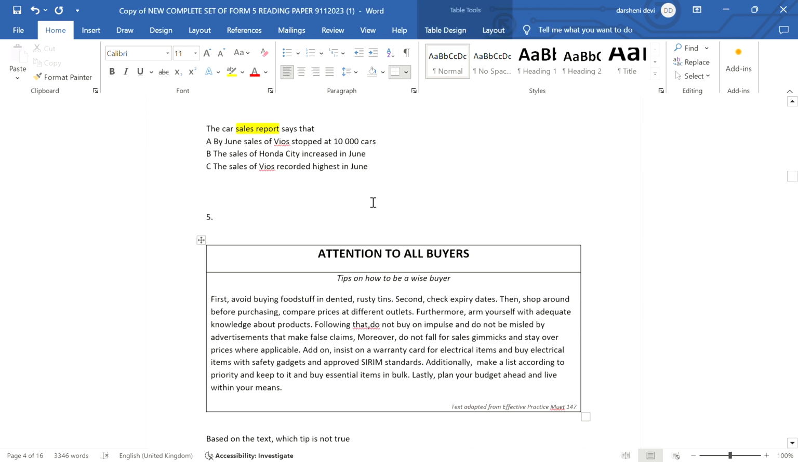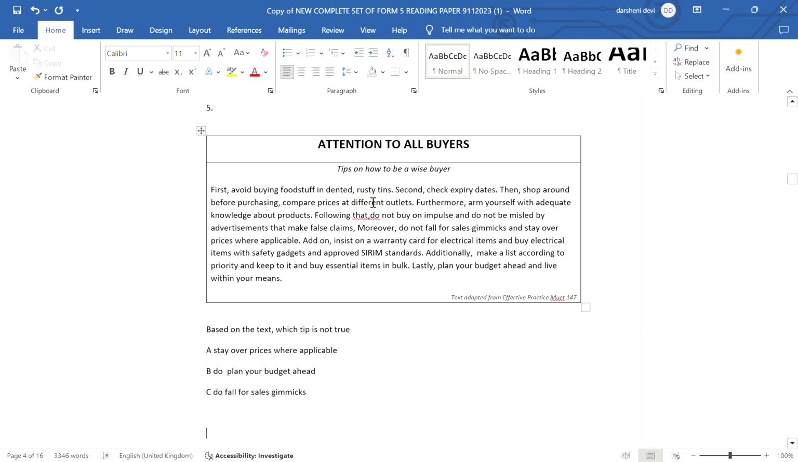Okay, question number 5, the sample question is based on the text. Which tip is not true? So here they're asking about not true. So the keyword is not true. And then let's look through the options. They are saying about prices, about plans, and about sales gimmicks. Okay, so now let's look through finding all these things related, like prices, like plan, and then sales gimmick. And then you can definitely find the answer which is not true.